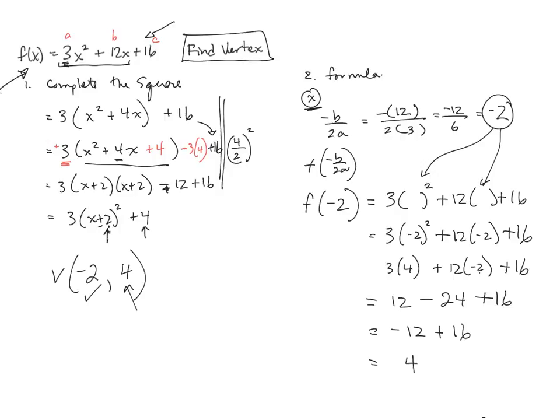So those are the two ways you can find the vertex given a quadratic that's in the ax squared plus bx plus c form. I probably push students to use the formula a little bit more, but completing the square works fine too.